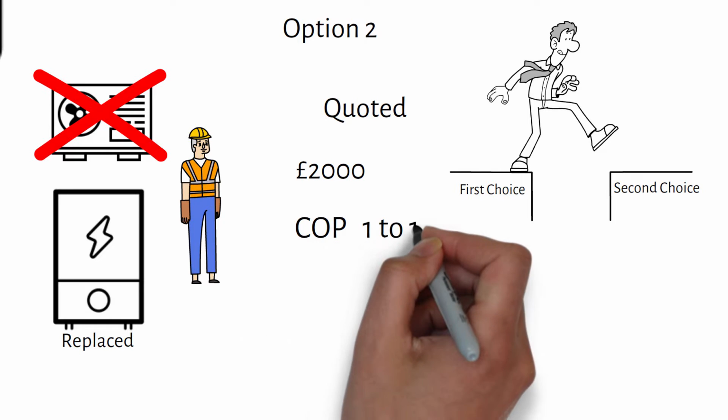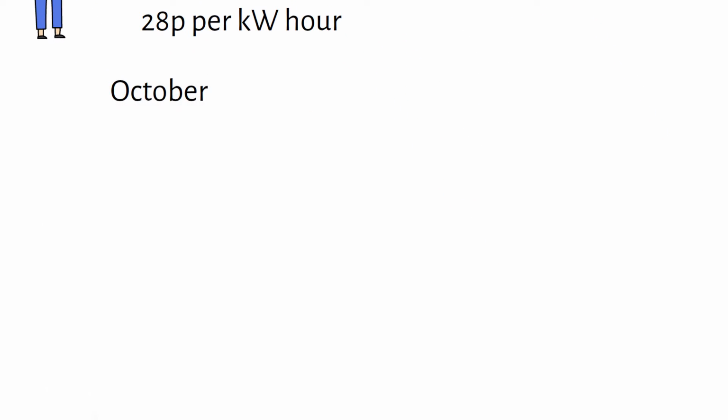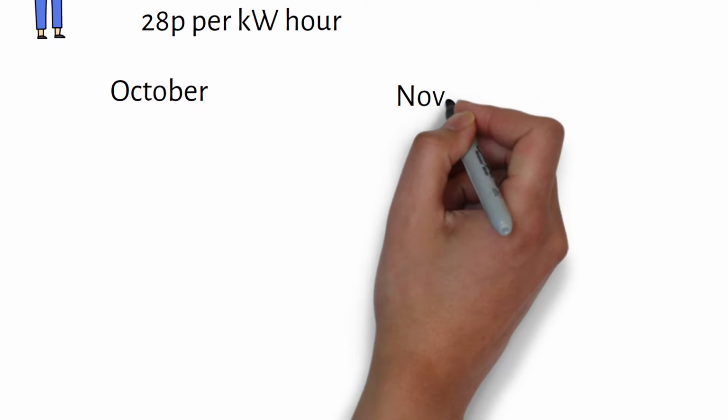Its COP is 1 to 1.5. It's not as efficient as the air source heat pump, but it's significantly less to put in. His current electricity cost per kilowatt hour is 28p.